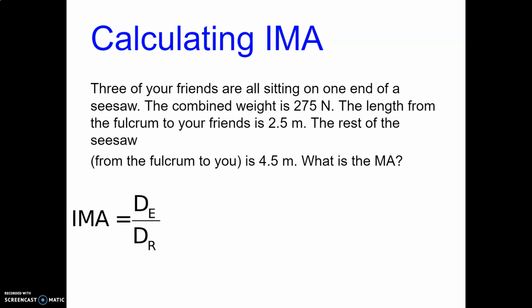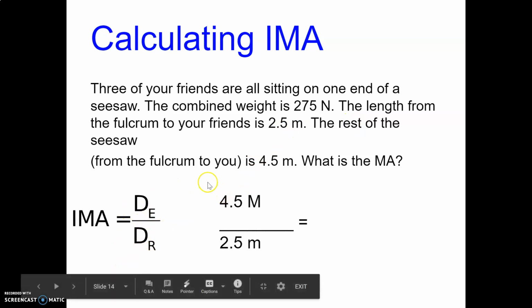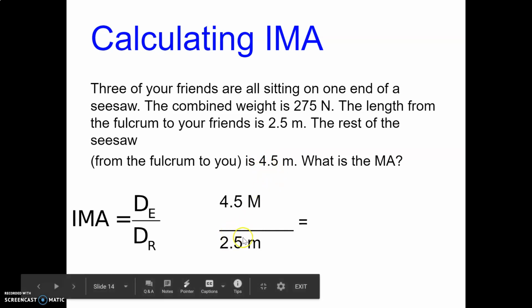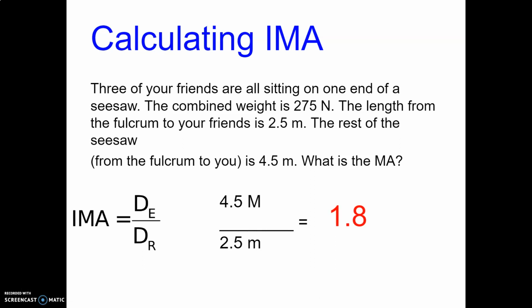We're going to pull our formula down and substitute the 2 things. Now, this is where being able to determine what the distance effort is and the distance resistance is a little bit important. The effort is you. I always look at the effort as being you. So you are 4.5 meters away. Your friends who you're trying to lift up are 2.5 meters away. And if we math that together, we get 1.8. There are no units for mechanical advantage because the units will cancel here.